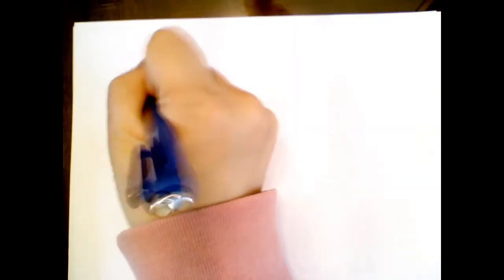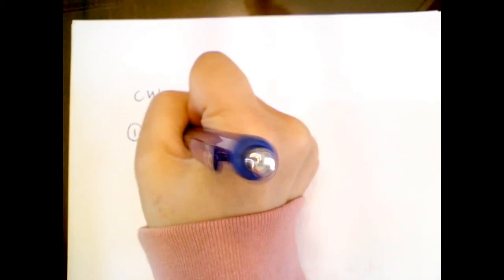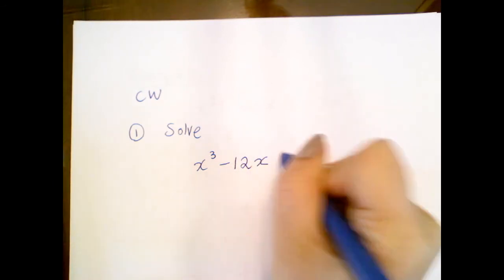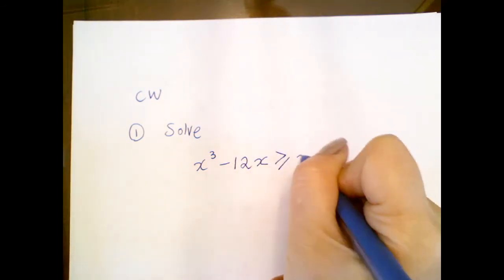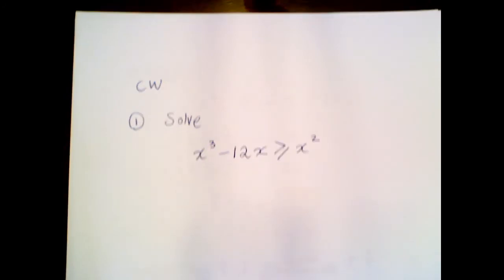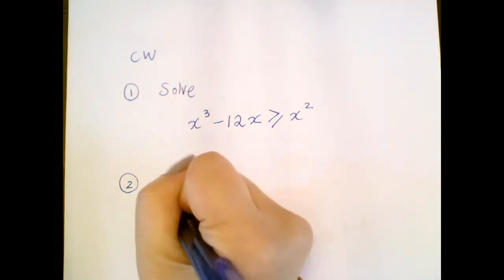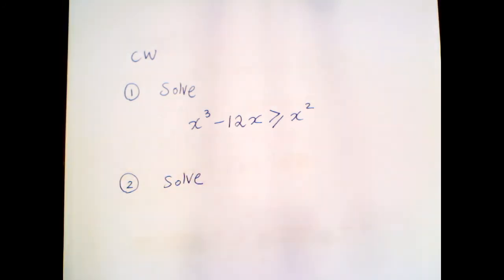Here is the first one. Classwork, number 1. Solve x cubed minus 12x is greater than or equal to x squared. It's similar to that last example that we just went over. That's the first one, and let me give you another one. Solve, and I think I want to make you factor. Why don't you give me 1 second? So you write that down.